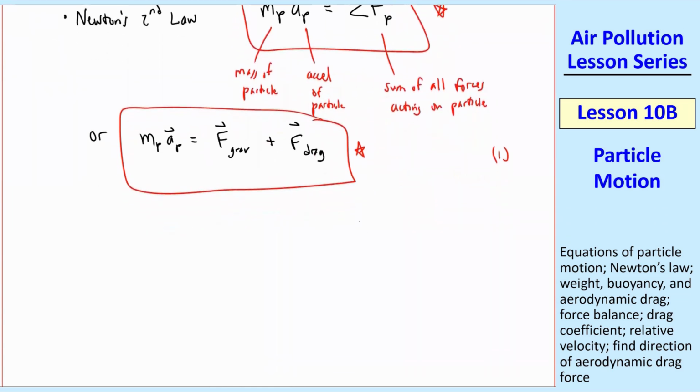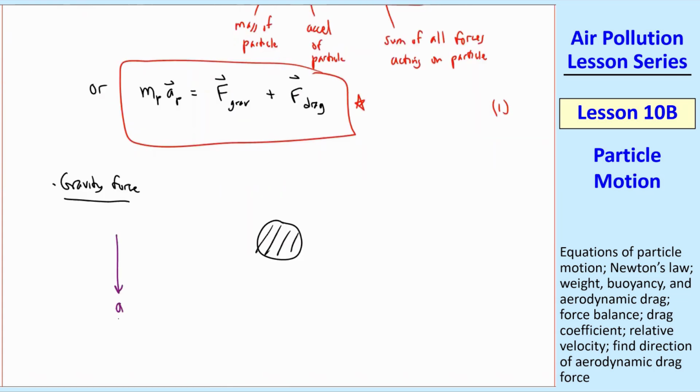Let's look at each of these two forces independently and separately. We'll deal with gravity first since it's easier. Here's our particle. Gravity is acting down. This is typically in the negative z direction, but it can be in any direction you choose. There will be a weight on this particle due to gravity. The weight on the particle is the mass of the particle times g vector. And since mass is density times volume, this is rho p, volume of the particle times g.